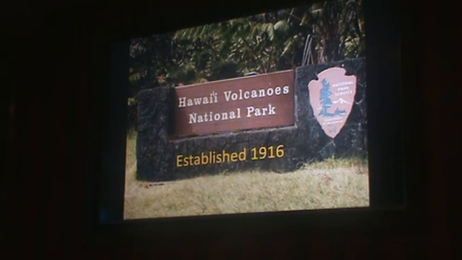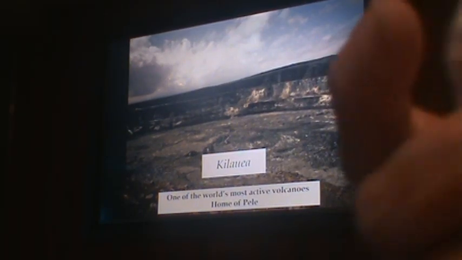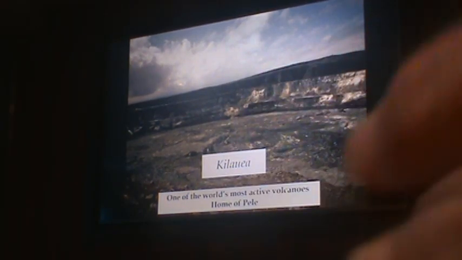Hawaii Volcanoes National Park. This is on the Big Island, and this is another national park dedicated to volcanoes. We'll talk about that in a little bit. This is Kilauea. It's one of the world's most active volcanoes. And it is the home of Pele. Do you remember who Pele is? Yes, Pele is the god of fire, the god of creation.